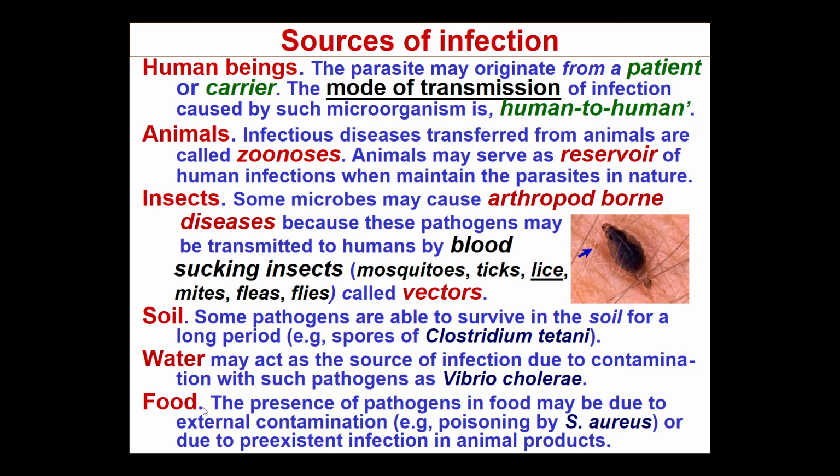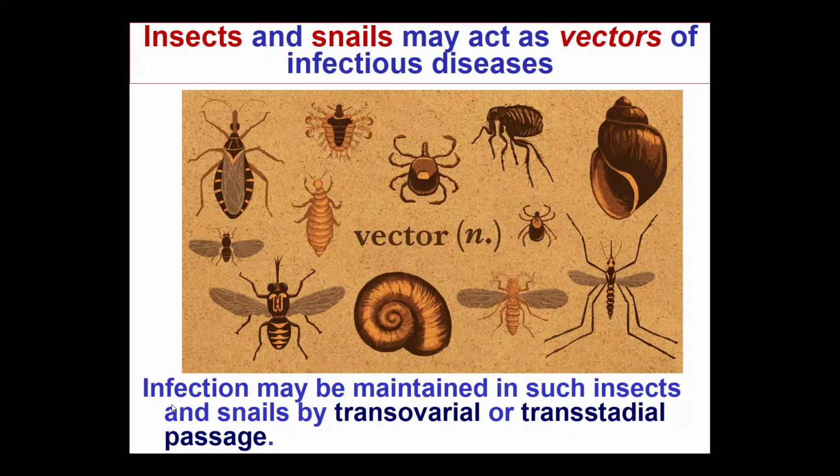Food as a source of infection. The presence of pathogen in food may be due to the external contamination, poisoning by Staphylococcus aureus, or due to the pre-existing infection in animal products. By the way, we tried to characterize before the mechanism of activity of the botulinic toxin. Botulinic toxin is a major virulence factor of botulism. Botulism is a food-borne disease because it enters through the mouth to the human body.